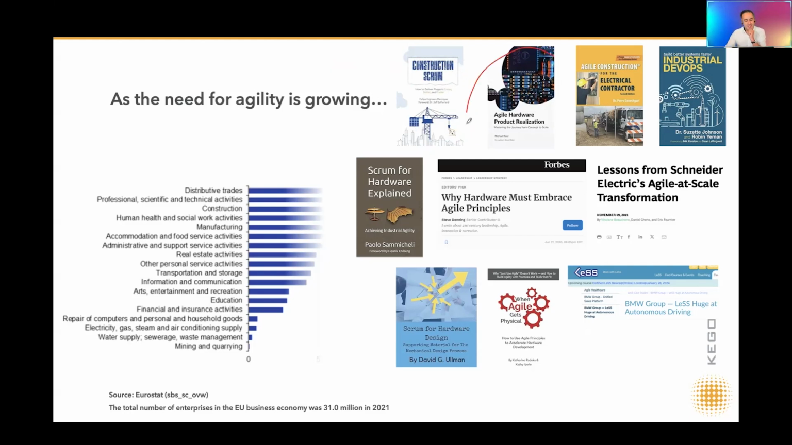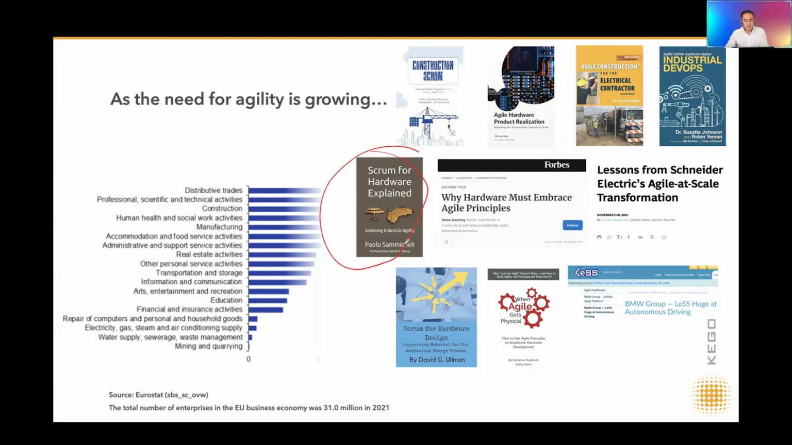But more than that, there are so many other books that have been published already for quite a while. For instance, a book called Industrial DevOps by Dr. Suzette Johnson and Robin Yeman, who talk about the use of DevOps, development and operations, that is development and maintenance essentially, in small, stable teams that are operating using agile practices and having an agile mindset, but doing that for machines and complex systems such as satellites.